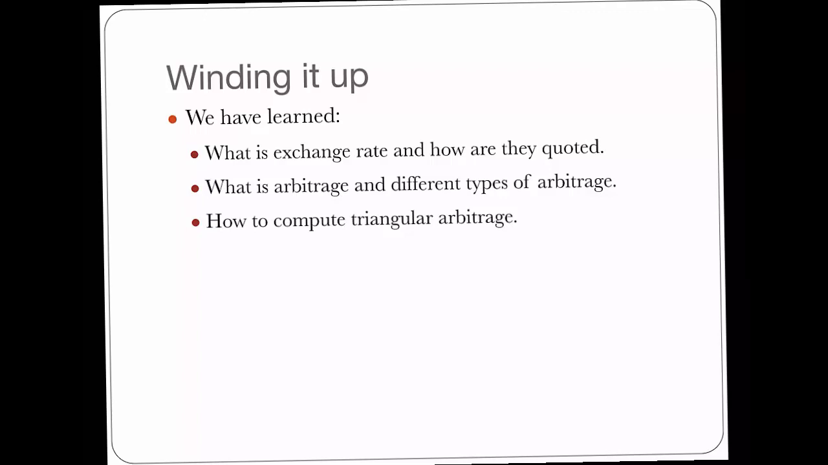If the triangular arbitrage exists, there is a mispricing between the exchange rates of the three currencies. If the exchange rates of the three currencies are in disequilibrium, what is the process of exploiting that mispricing and generating the riskless profit.